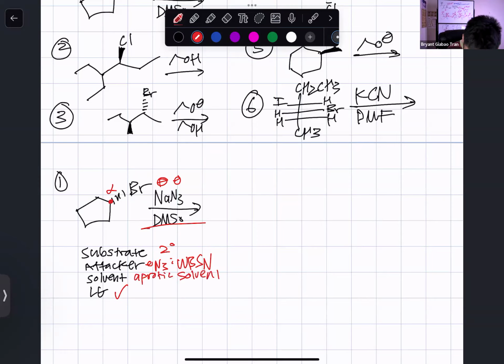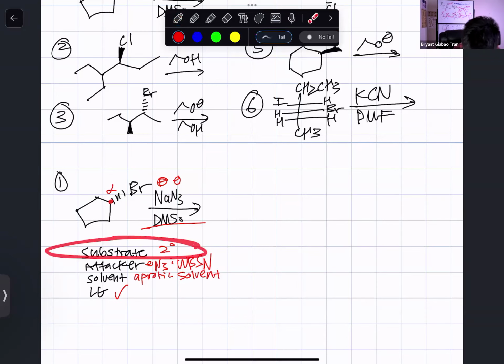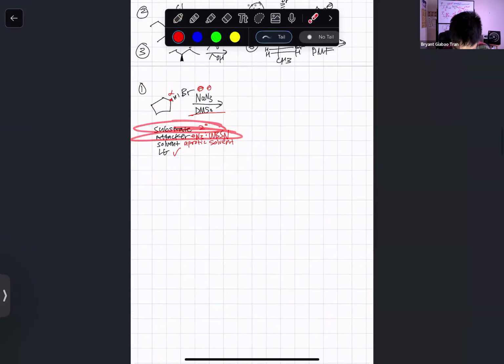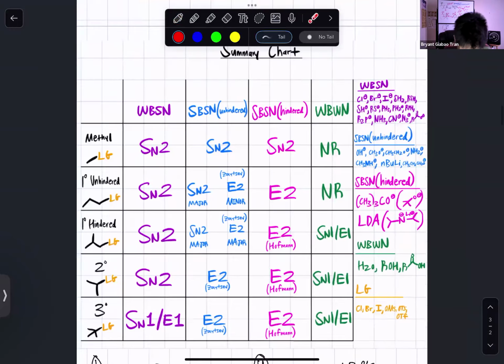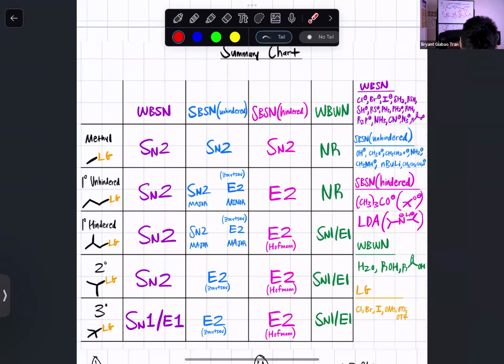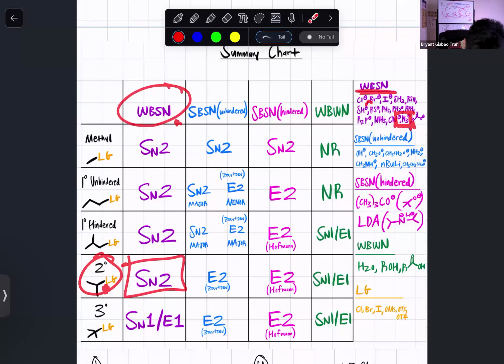right? But these 2 factors here are the ones that you're going to use in the table right here, which we said our substrate was secondary. So we look at this row here, and then we said it's a weak base weak nucleophile because we have N3 minus, which is over here. This N3 minus is a weak base weak nucleophile, which we have to look at this column here, giving us an SN2 reaction, right?